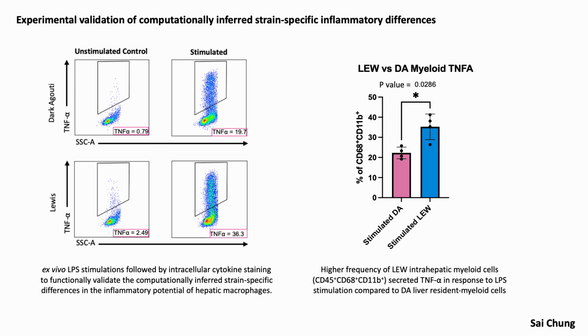To functionally validate the computationally inferred strain-specific differences, our collaborator, Sai Chang in the McParland lab, performed ex vivo LPS stimulation followed by intracellular cytokine staining. We found a higher frequency of Lewis intrahepatic myeloid cells secreting TNF-alpha in response to LPS stimulation compared to dark agouti liver-resident myeloid cells. These results confirm the computational finding that the inflammatory potential of hepatic myeloid cells in Lewis is higher than dark agouti.